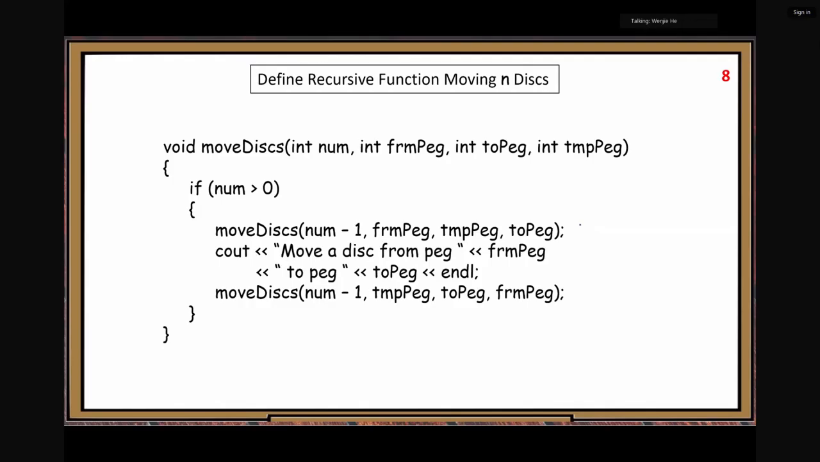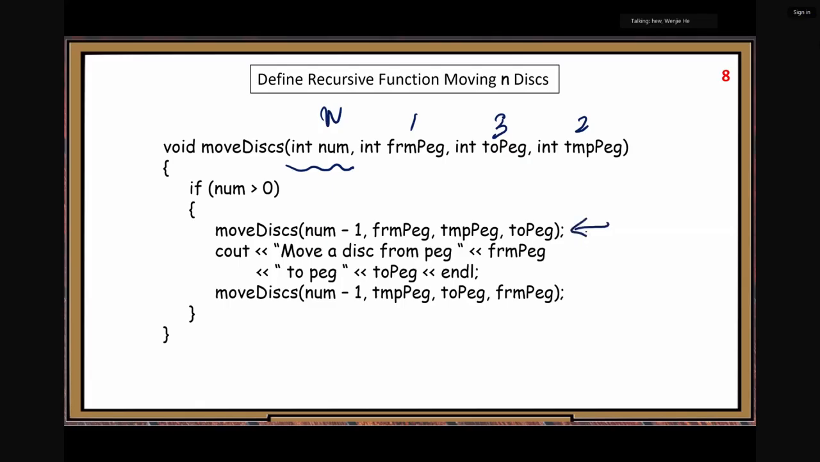Move disks, the function. The first parameter is the n number, the number of n disks. And you need to have 3 pegs. So we use 1, 2, 3. Peg 1 is the source, peg 3 is the destination, and 2 is temporary. In this format.